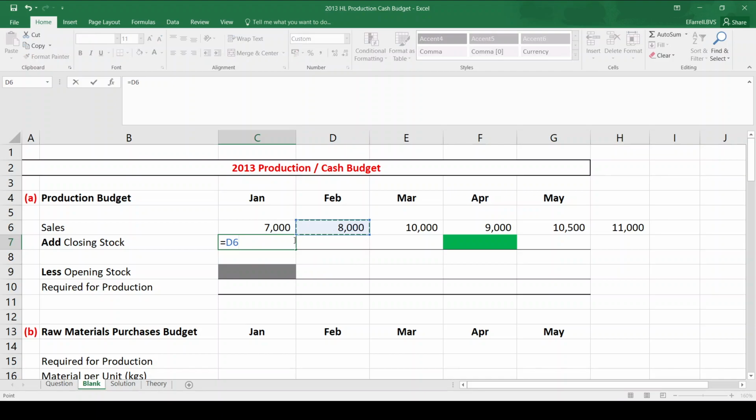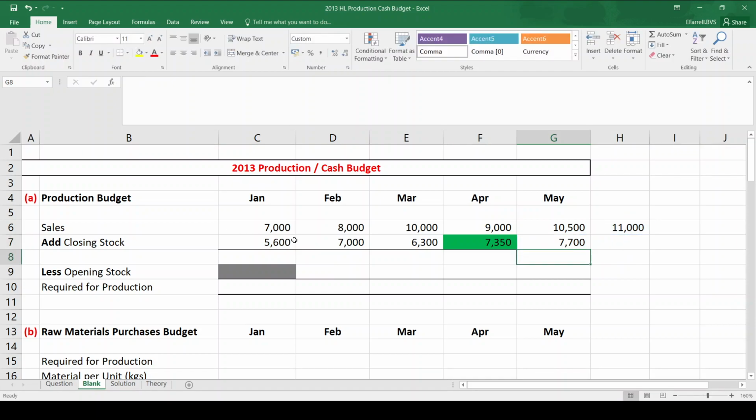So this figure here is 8,000 by 70%. February, 10,000 by 70%. March, 9,000 multiplied by 70%. April is 10,500 by 70%. And May is 11,000 by 70%. And that's why we need the sales units for June.